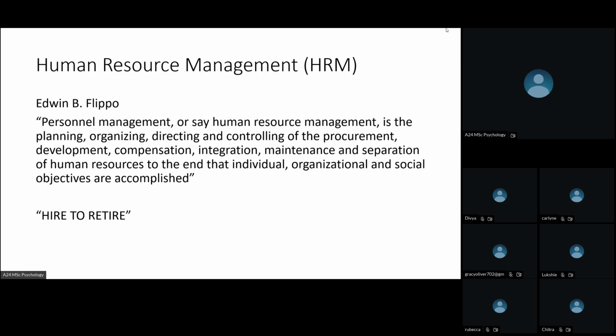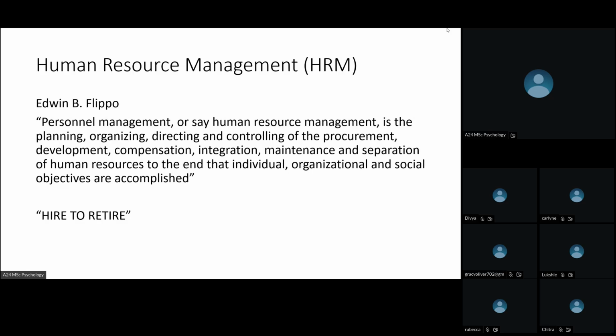Now, Edwin B. Flippo provides an extraordinary definition for human resource management, where he says that human resource management is the planning. First, we have to plan how many resources we need, and then organizing. So we have the number of resources we need, but where do we deploy them? If we need 100 resources, say 20 need to be in finance, 20 in IT, 20 in production, something like that. So that is organizing.